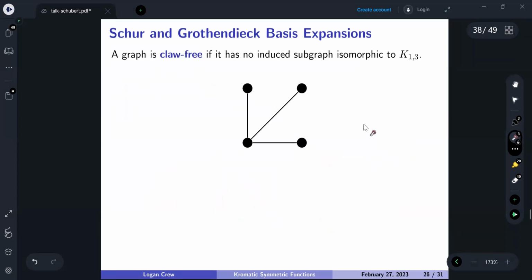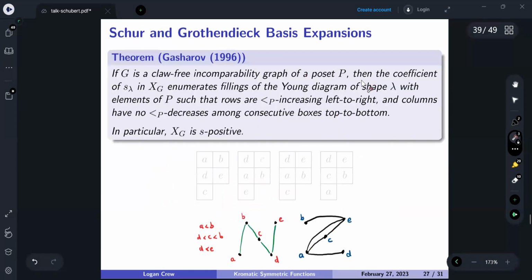We also care about claw-free incomparability graphs. A graph is claw-free if there is no subgraph of it that is isomorphic to this, no induced subgraph that is isomorphic to this. The induced part is important. And why does this matter? Because we can say something quite nice about normal chromatic symmetric functions of graphs. If G is a claw-free incomparability graph, then it turns out that the Schur function coefficient of this chromatic symmetric function actually is counting something very nice.